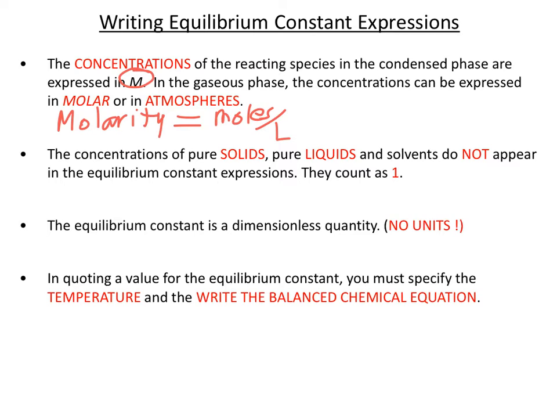The concentrations of pure solids and pure liquids and solvents do not appear in the equilibrium constant expression. They are counted as a 1. So they enter the equilibrium expression as a 1. And therefore they don't actually show up. And we view it this way because their concentrations are changing ever slightly.